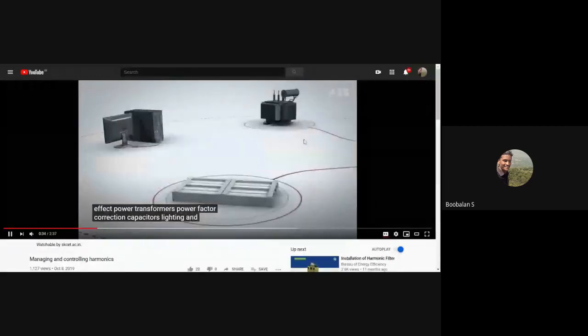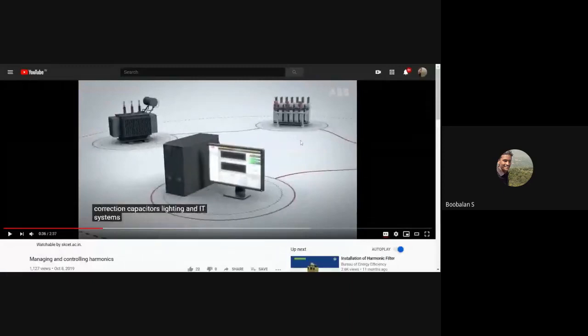and IT systems. So I already told that, so your distribution transformer is getting more heated, as well as my power factor correction capacitor is also getting more heated. Even our lighting loads are getting flicker, and even your computer is going to get more heated. So due to this harmonics, right? So we need to restrict those harmonics.